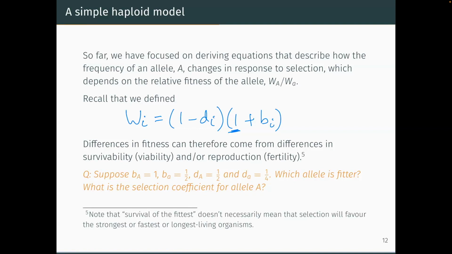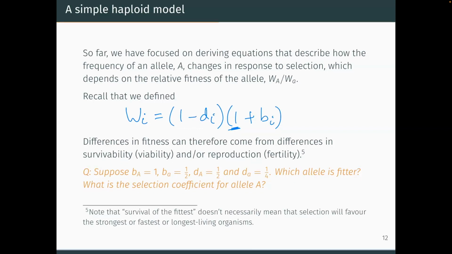So, a very simple exercise for you guys. Given these values here for these two alleles, their birth factors and their death probabilities, which allele is fitter and what is the selection coefficient in terms of allele capital A? Have a go at working that out for a few minutes. Okay.